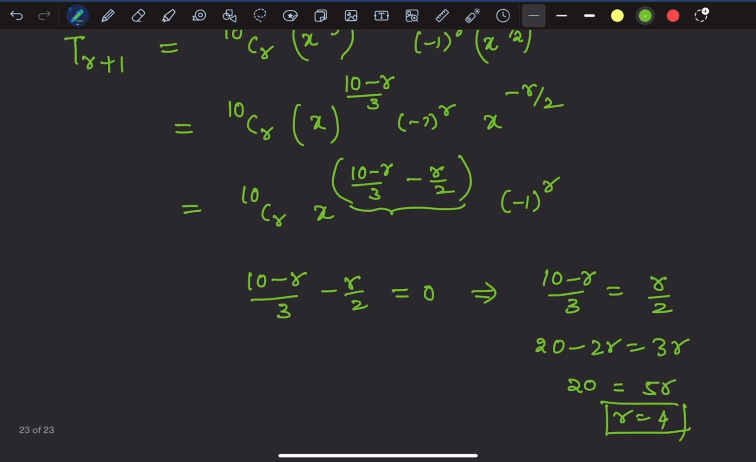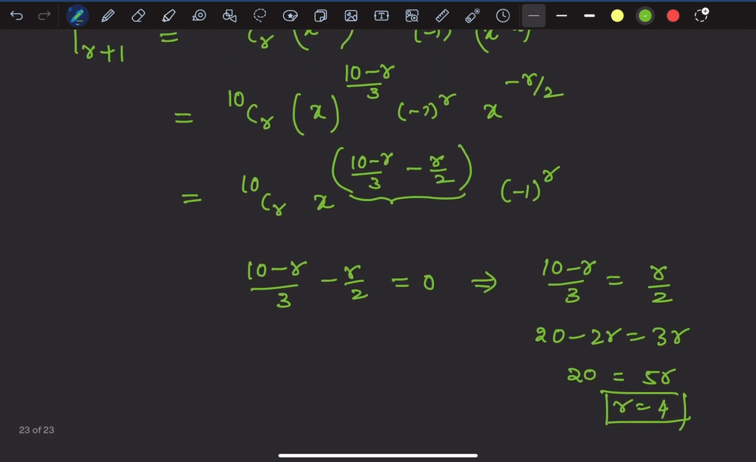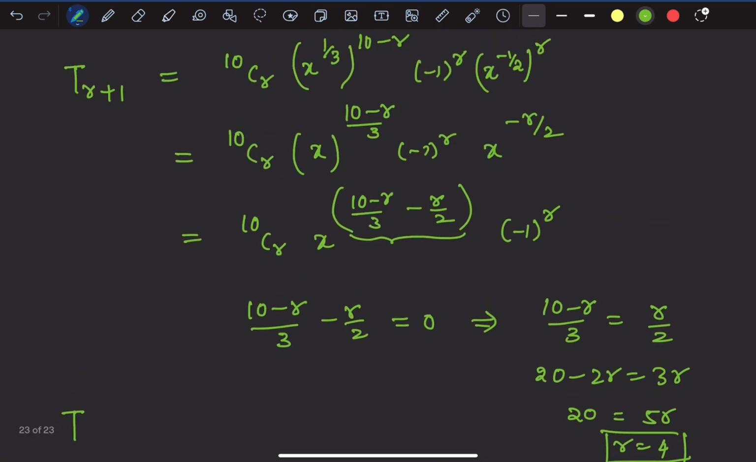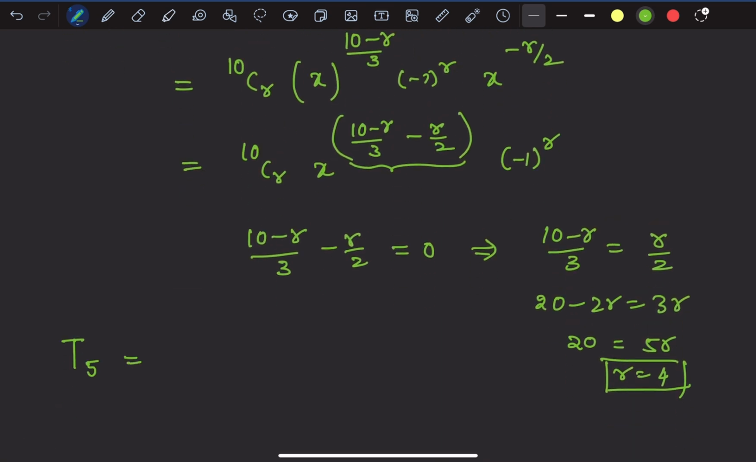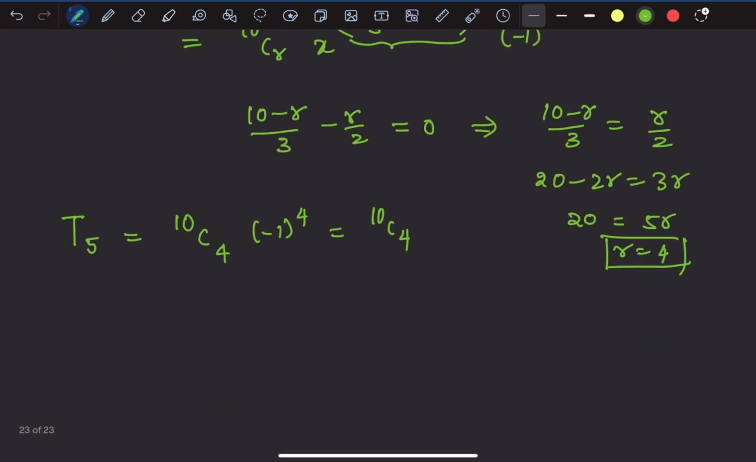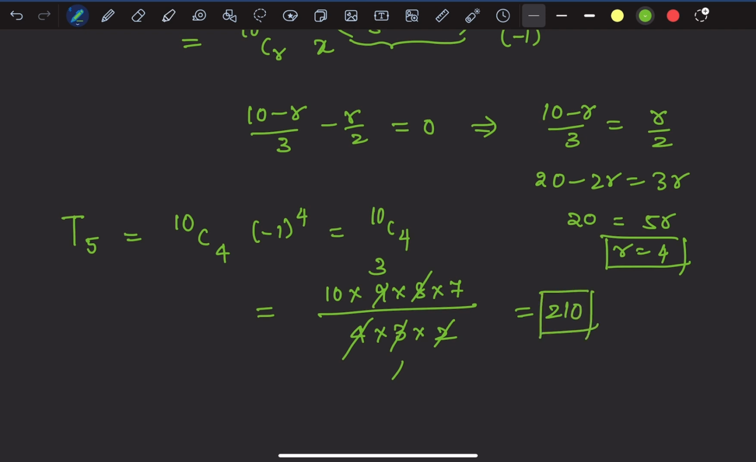And it is asked to find the term which is independent of x. r equal to 4 means T5. So that will be 10C4 into (minus 1) whole power 4. (Minus 1) whole power 4 is 1 and this is 10C4. So what is the value of 10C4? 10 into 9 into 8 into 7 by 4, 3, 2. 4 into 2 is 8 and this gets cancelled. 3 ones, 3 threes. So this is simply 210 and this is your answer.